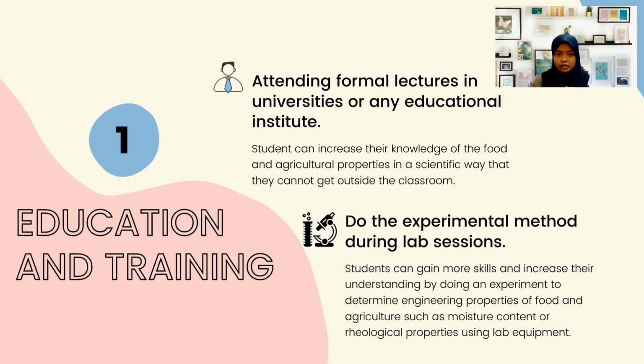First, via education and training. Attending formal lectures in university or any educational institute, students can increase their knowledge of the food and agricultural properties in a scientific way that they cannot get outside the classroom. Then, do the experimental methods during lab sessions. Students can gain more skills and increase their understanding by doing experiments to determine engineering properties of food and agriculture, such as moisture content or rheological properties using lab equipment.